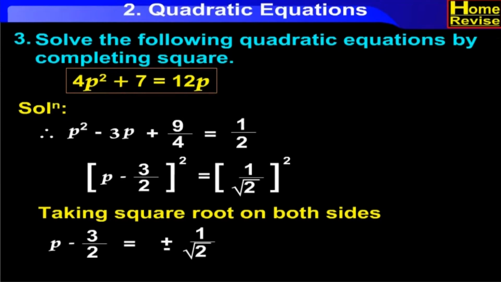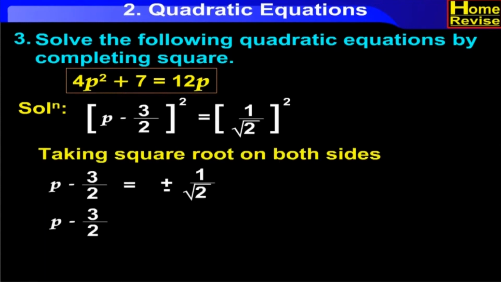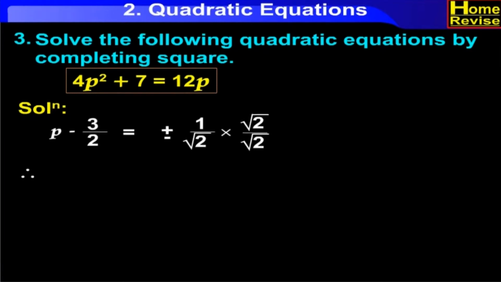Now rationalizing the denominator on the right hand side, we get p minus 3 upon 2 is equal to plus or minus 1 upon root 2 into root 2 upon root 2. Therefore, p minus 3 upon 2 is equal to plus or minus root 2 upon 2.